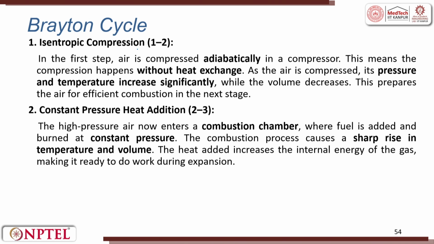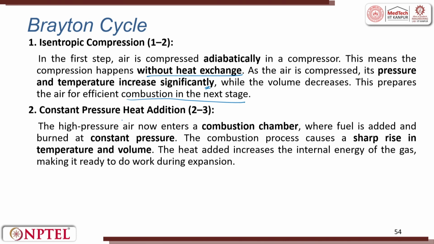So, isentropic compression is 1 to 2. In the first step, the air is compressed adiabatically in the compressor. This means that the compression happens without heat exchange. As the air is compressed, its pressure and temperature increase significantly, while the volume decreases. This prepares the air for effective combustion in the next stage.